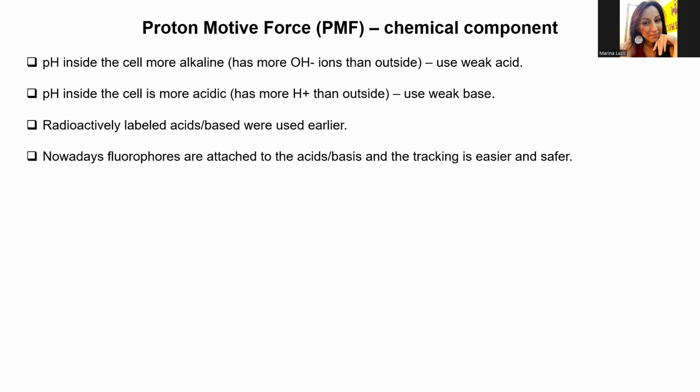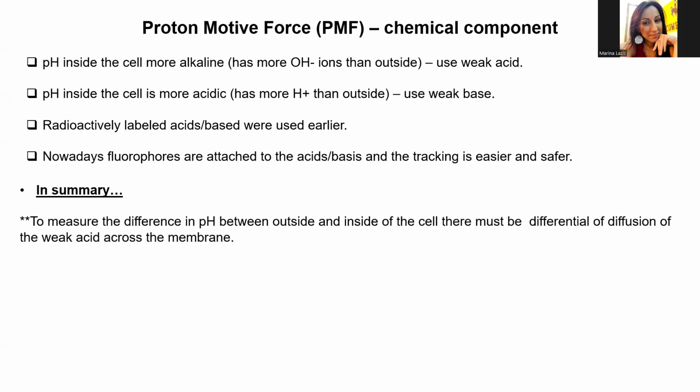In the past, people used radioactively labeled acids and bases. Nowadays, they just conjugate a fluorophore to acids and bases, and then they can track it in real time, what's happening and what the chemical component of proton motive force is. So this is very easy.